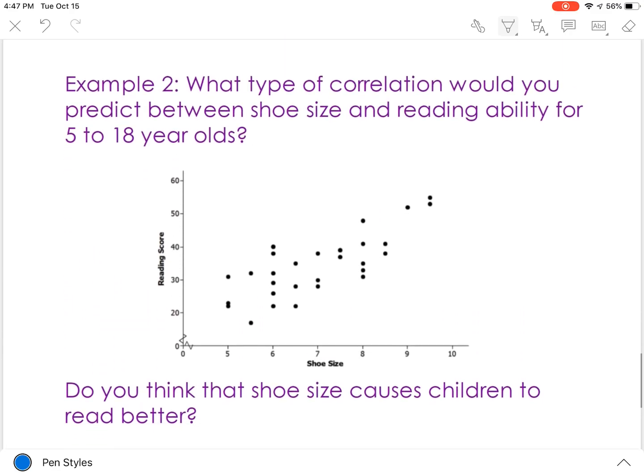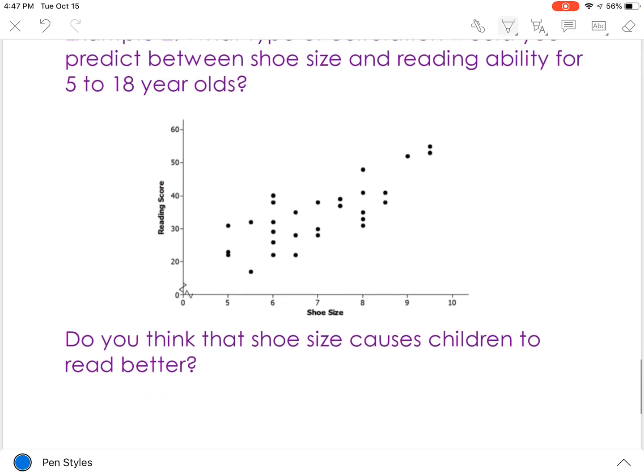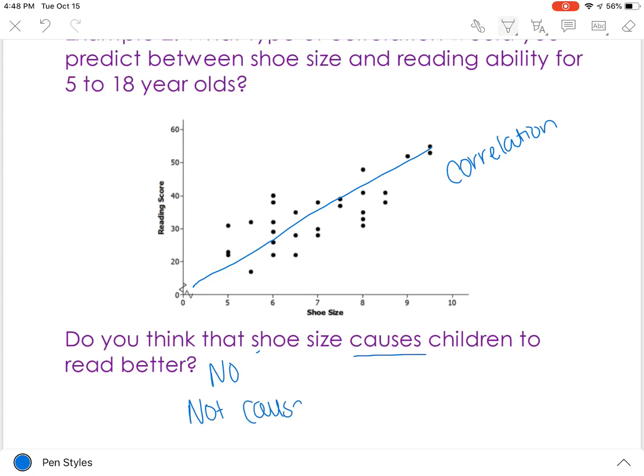Let's look at another example. What type of correlation would you predict between shoe size and reading ability for 5 to 18-year-olds? Looking at this, as our shoe size is increasing, our reading score is also increasing. So there appears to be a correlation between these things. We have to ask ourselves, is one causing the other? Do we think that shoe size causes children to read better? If your feet kept growing, would you keep reading at better and better levels? Hopefully your answer is no. Just because your feet grow, that doesn't mean you're going to get better at reading. So this is correlation, but not causation.